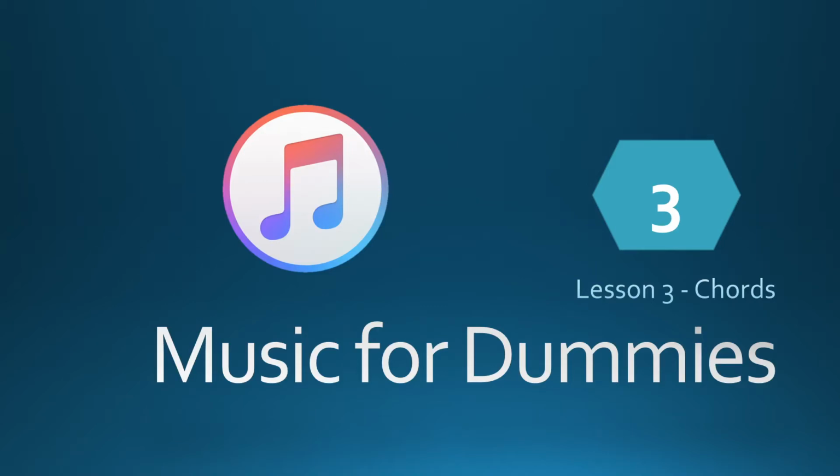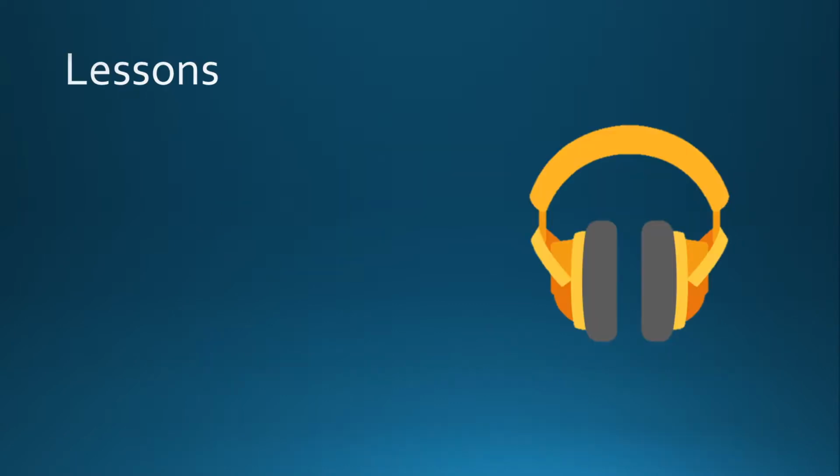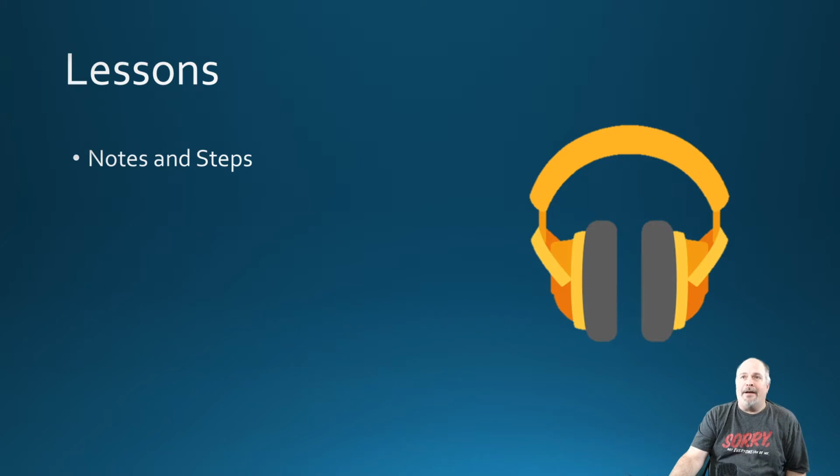Welcome back. We're on lesson 3 of Music for Dummies, and this time we're talking about chords. Lesson number 3, chords. So as always, we're going to remind you of some of the things we've talked about as we get started. In lesson 1, we talked about notes and steps.